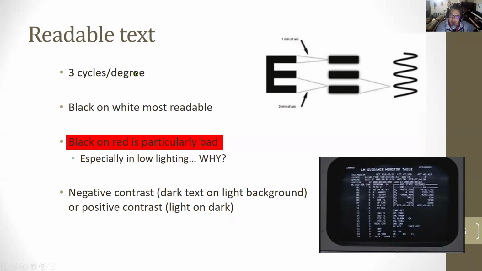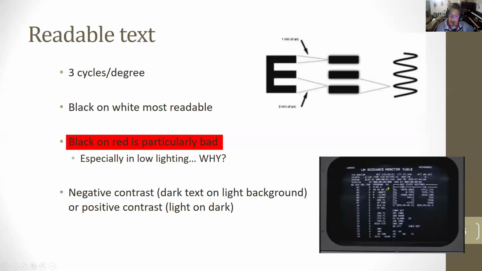I don't quite know how to rectify it with this minutes of arc. So I'll just say that this is, again, something that comes from the textbook and I can't fully explain it. But it is in the textbook. So 3 cycles per degree, that is a standard. I still think you're going to want to do more with acuity, and maybe I'll figure it out and post an addendum here. Black on white is the most readable.